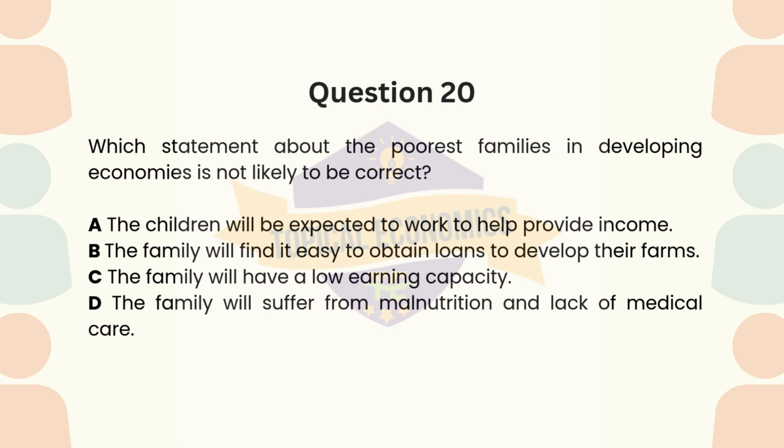Yet let us look at C and D also. Option C, the family will have a low earning capacity. Now this statement is typically accurate as families in extreme poverty often lack the skills, education and resources to earn higher incomes. Lastly, option D, the family will suffer from malnutrition and lack of medical care. Now this is also likely to be true as poverty often correlates with inadequate access to nutrition and healthcare services. So the correct answer is option B.